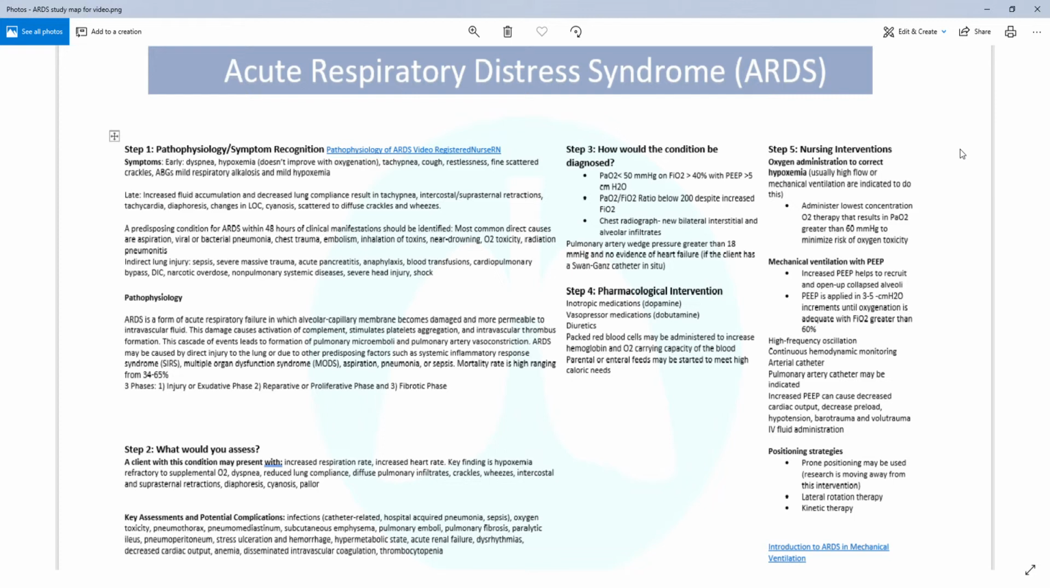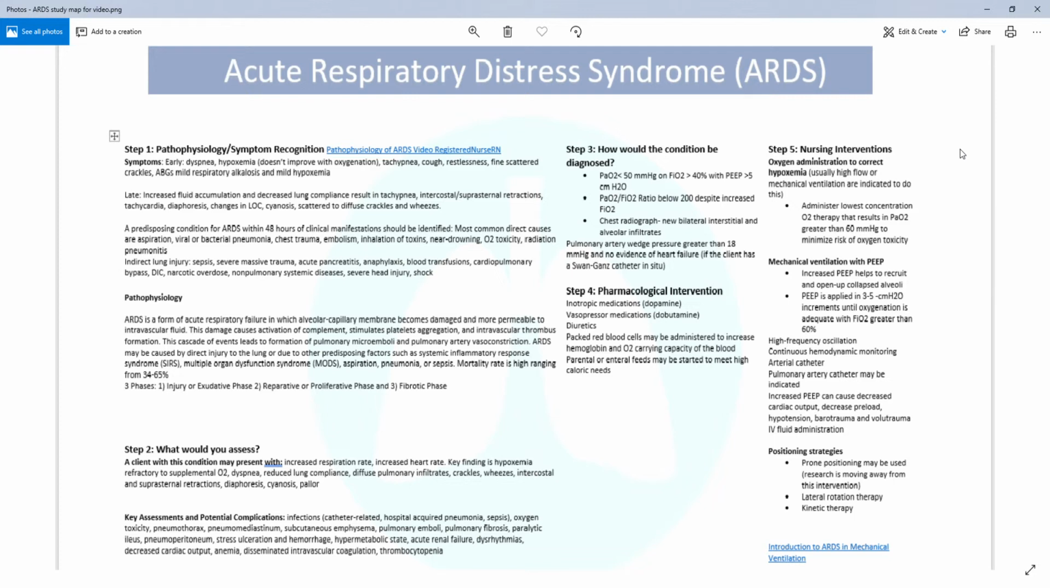I usually will list the pathophysiology, and I'll do that from a very basic level. I don't feel that I need to get into too much depth, but just enough for you to really understand how to link what's happening in the body to the interventions and the drugs that you may choose. In step 2, I ask, what would you assess? And so I list what a client with this condition may present with.